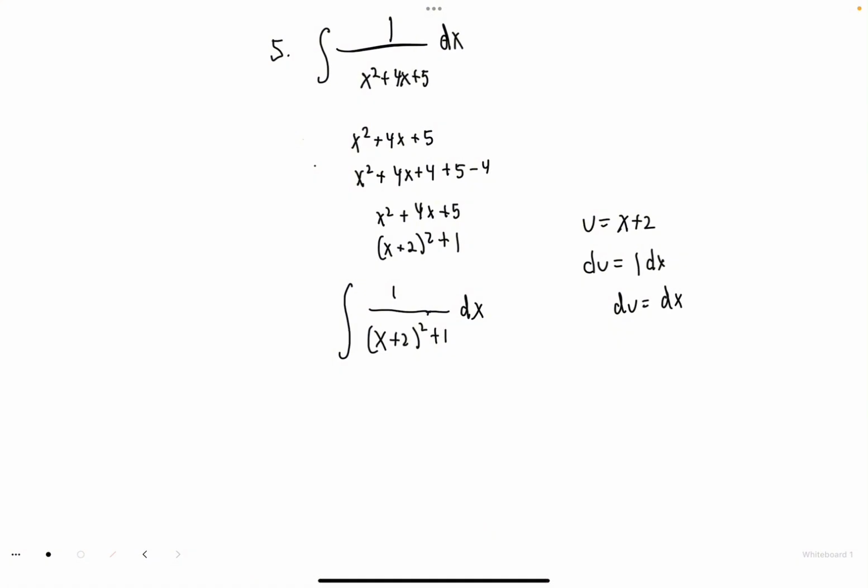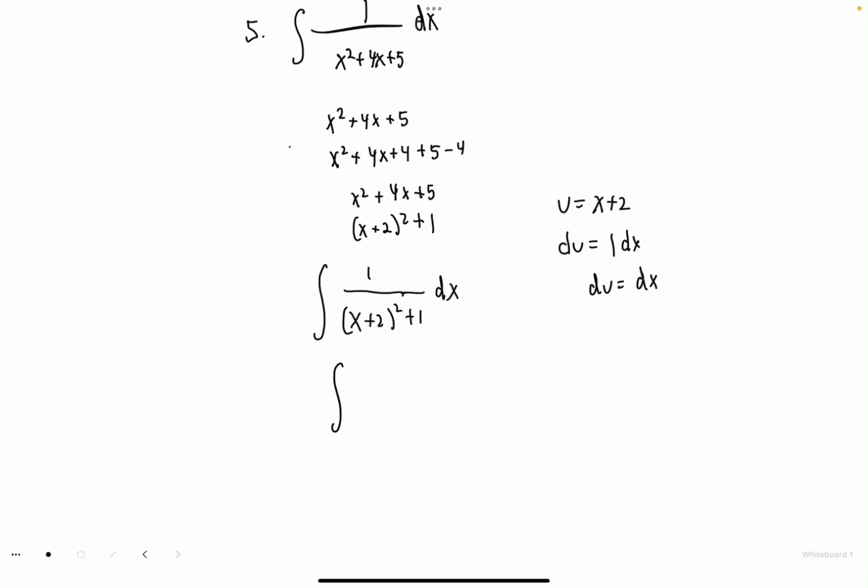So now you can do 1 over u squared plus 1 du. And so now you can finally use the inverse trig. So it's going to be inverse tangent of u plus c. And so we need to go back in terms of x. So that was inverse tangent of x plus 2, plus c.